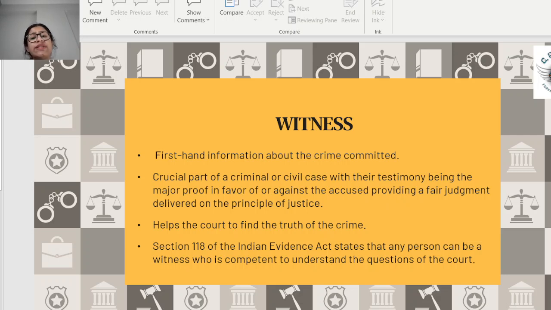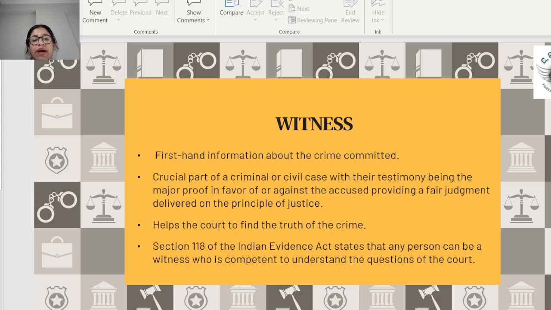Now, who is not able to understand the questions? This thing comes to your mind. Even a child, if he is able to understand the questions put forth by the court, and he has seen the crime through his eyes, is a competent witness. But if he is not able to comprehend the questions given by the court, or any old-aged person or any person who has a mental problem or any other problems, he is not a competent witness because he is not able to understand the questions posed to him by the court.